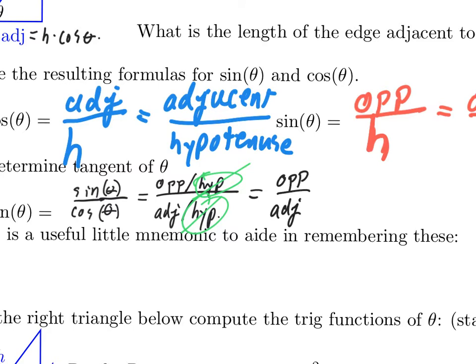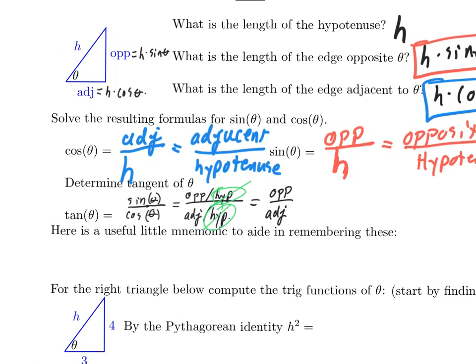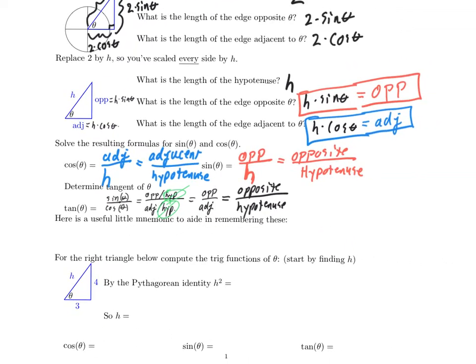So the payoff is the tangent of an angle theta can be computed by looking at any right triangle where you see the angle theta and computing the length of the side opposite and dividing by the length of the adjacent side. And these are three facts. One tells you what cosine is, one tells you what sine is, the other one tells you what tangent is.